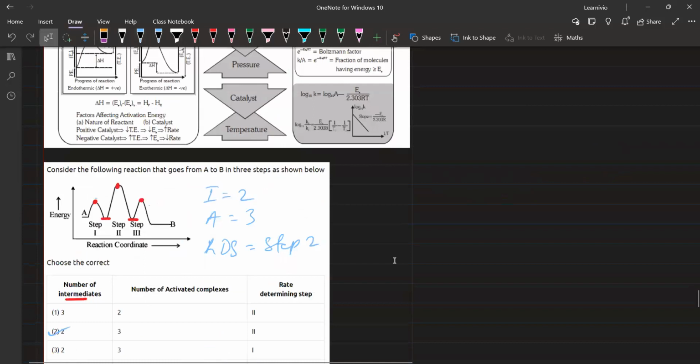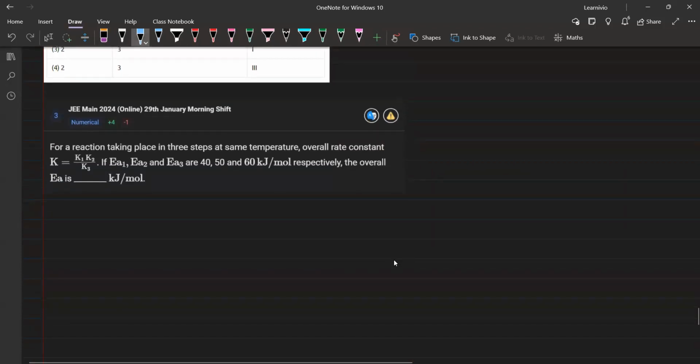How? Look. They are saying the overall rate constant is equal to K1 K2 upon K3. So for this overall K, I can write A e to the power minus EA upon RT, which is equal to K1 K2 upon K3. Fine. And EA1, EA2, EA3 are given.